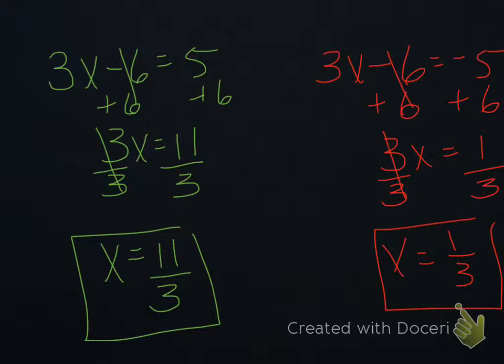I don't always have a positive and negative version. In this case, I wound up having x equal to two positive values. One was 1/3, and the other one was 11/3.